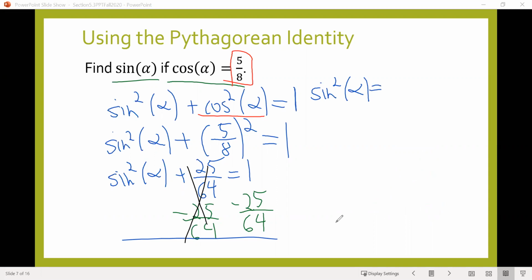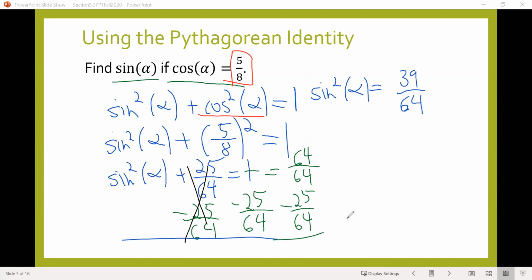We can do that by getting common denominators. So make the 1 a 1/1. Common denominator be 64. So 64/64 minus 25/64. Subtracting fractions, we just subtract the tops. So it'll be 39/64. Is that right? 39/64. Yep.